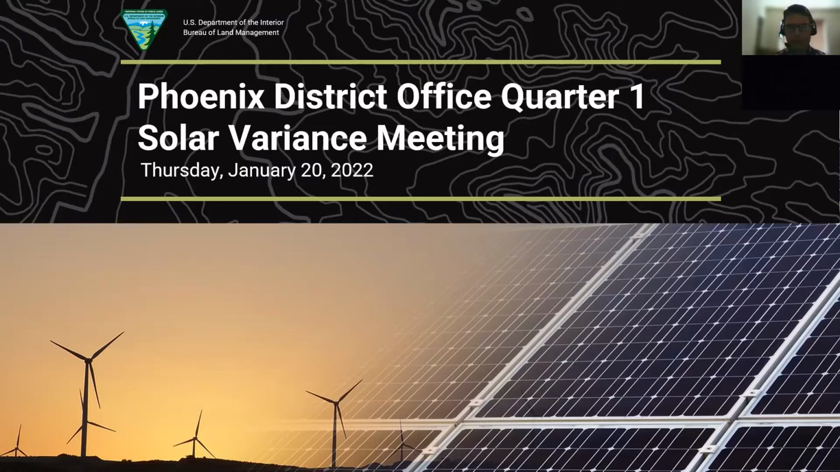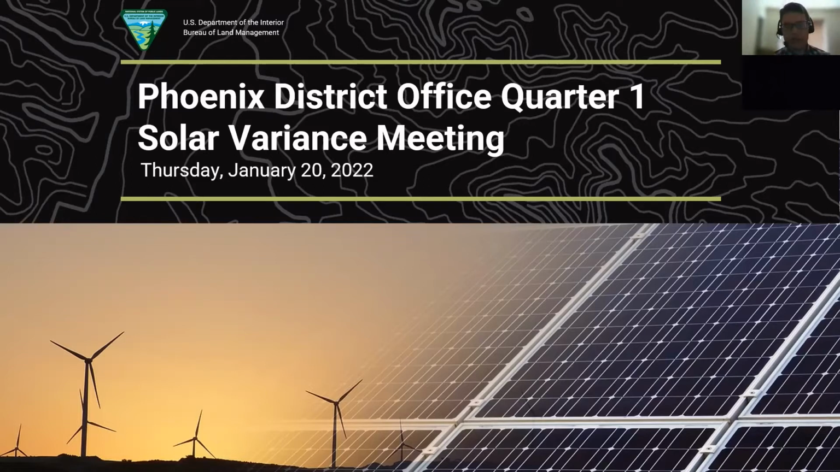The rest of the land was designated as variance land. Some of that variance land was excluded: lands within areas of critical environmental concern, national monuments, areas with high slope. There was a list of about 30 different characteristics of the land that would exclude it from solar energy development. The remaining variance land that wasn't excluded is subject to the process that we're in now, which is the variance.